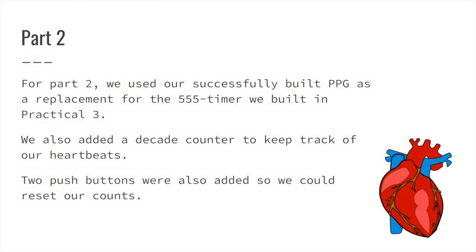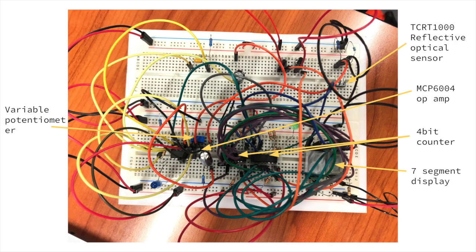For part 2, we used our successfully built PPG as a replacement for the 555 timer we built in Practical 3. We also added a decade counter to keep track of our heartbeats. 2 push buttons were also added so we could reset our counts. Here we have our complete circuit with the most important components tagged in the photo.